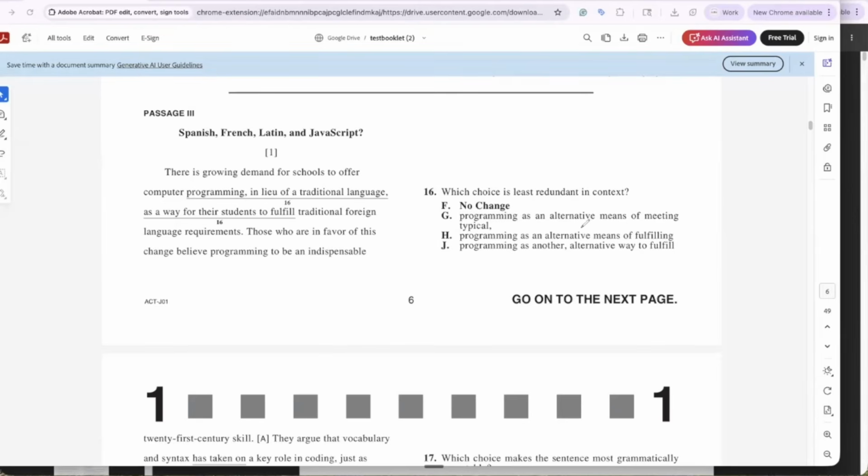And then you've got programming as an alternative means of meeting typical, and then programming as an alternative means of fulfilling, programming as another alternative way to fulfill. So you are looking for which is going to have the least words that actually does the job. So you eliminate F off the bat. And then G, like if you're looking at it, meeting typical, and then programming as an alternative means of fulfilling. So you would eliminate G because that's pretty fluffy. And then if you feel like as you read J, you kind of are on a bumpy ride, like, why would you move a comma in there? Like you are right, so you eliminate that. And so the answer is going to be H.